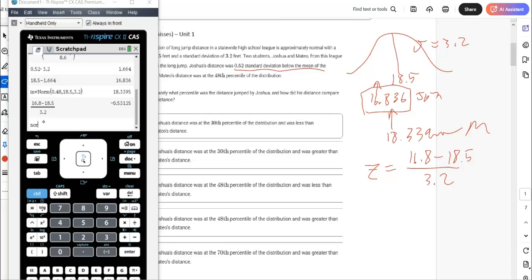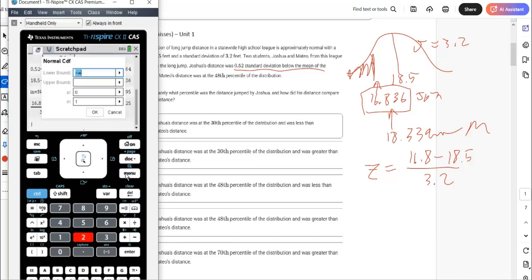We want to find out how much of the data is below 16.8, right? So let's go to norm CDF. So menu 652, I think. Lower bound negative infinity, upper bound, we said 16.8, and mean is 18.5. Standard deviation is 3.2.